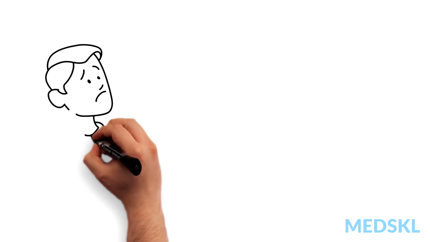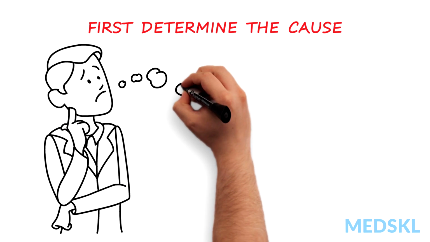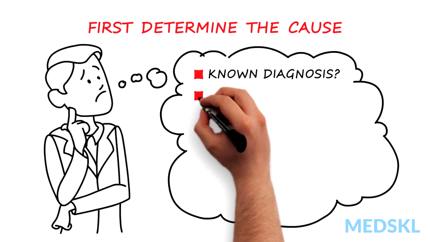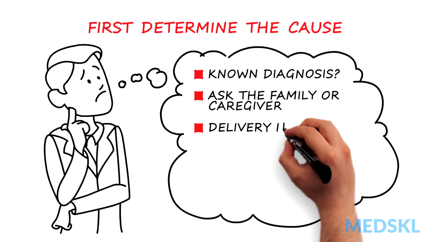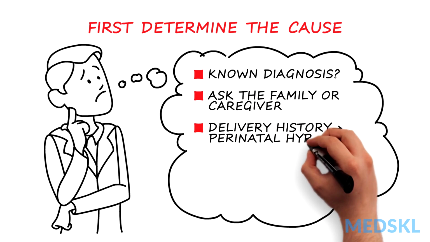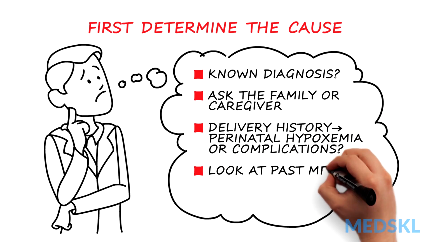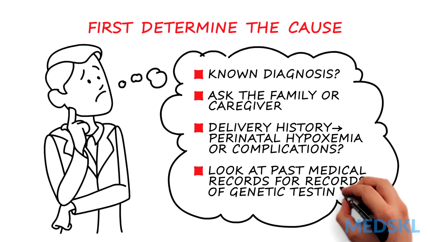When evaluating an adult with developmental disability, first determine the cause. Does the patient already have a known diagnosis made in childhood? Ask the family member or caregiver for more information. Ask about perinatal hypoxemia or complications around delivery, including maternal infections. Review previous medical records, particularly reports of genetic testing.